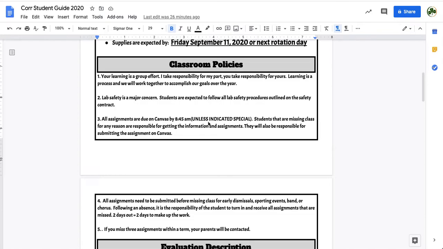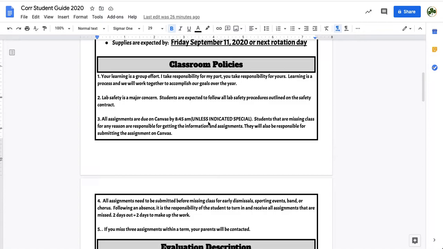But when we talk about classroom policies, when we talk about your learning, we say that learning is a group effort. I take responsibility for doing my part. You have to take responsibility for yours. Learning is a process, and we'll do it together to accomplish our goals over the year.